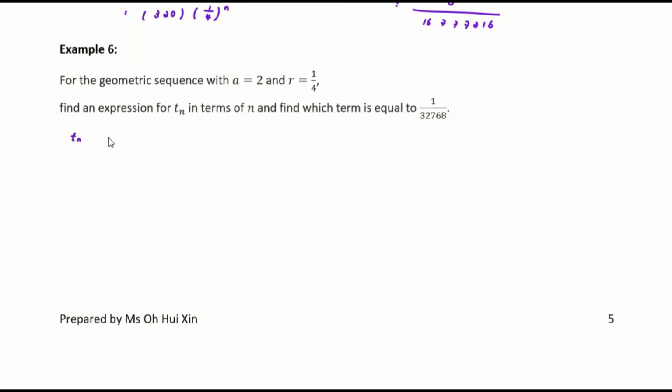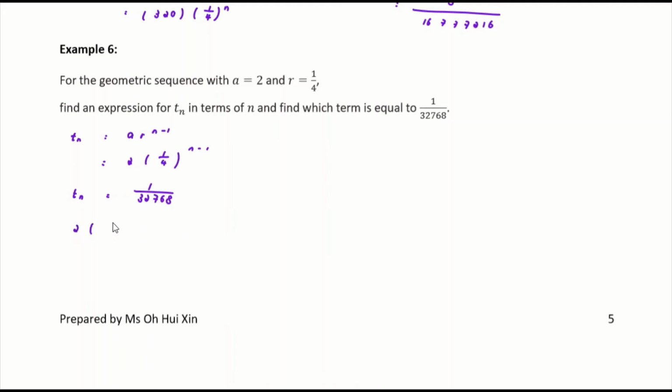So Tn is equal to a r to the power of n minus 1, because the question already gives us that it's a geometric sequence. So that's why 2, and we have 1 over 4 to the power of n minus 1 here. Okay, so we can just leave our answer here. The question wants us to find what term equals 1 over 32,768. So Tn will be equal to 1 over 32768. Okay, so let's try to solve it manually first.